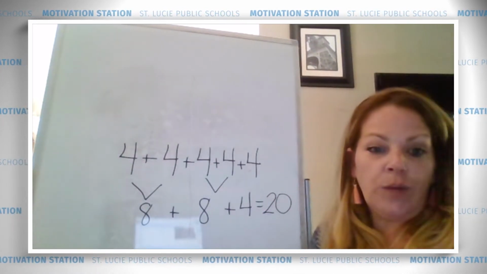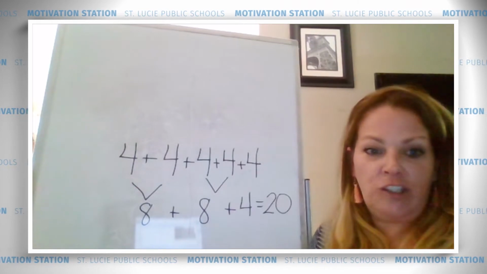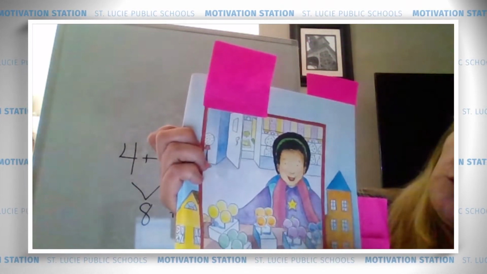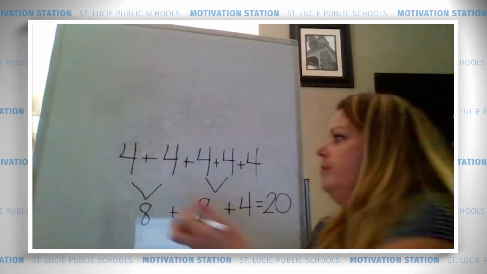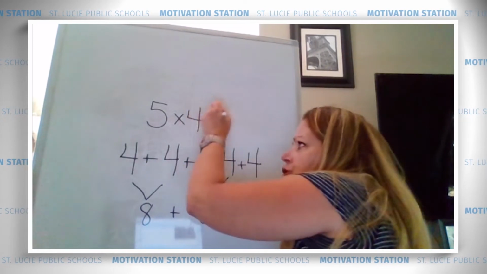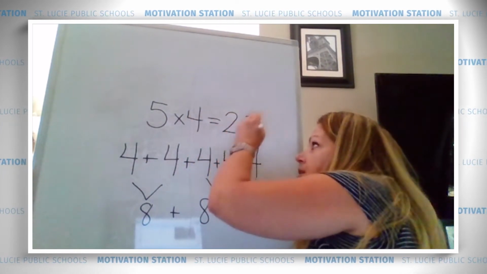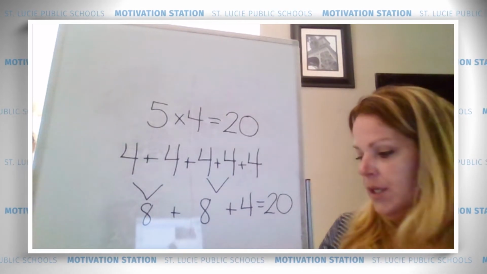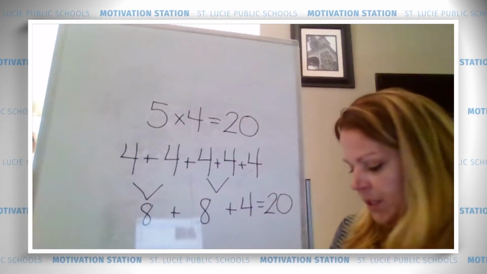Okay, so now we can write a multiplication equation to match that. So how many total groups did we say there were? 1, 2, 3, 4, 5. So we have 5 groups of 4 lollipops each, which would give us a total of 20 lollipops. All right, let's go to our next problem in Amanda Bean.